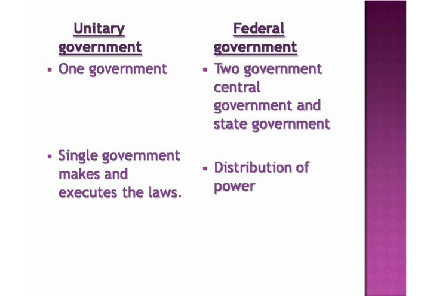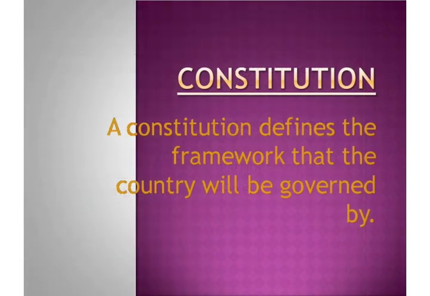In unitary, a single government makes and executes all the laws, while in the federal, most of the laws that the central government makes apply all over the country, and the laws that were made by the state government apply only in the state. So there is distribution of powers in federal government.